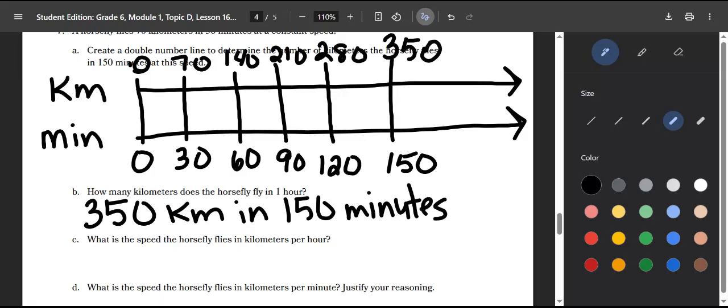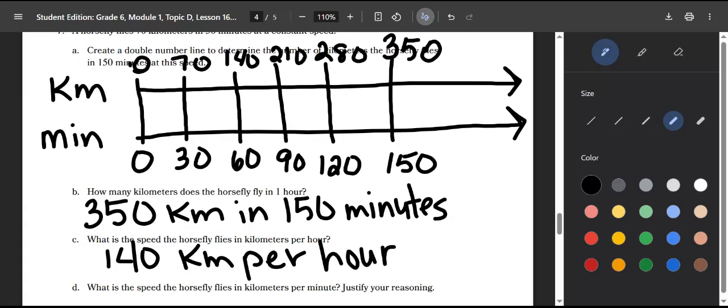All right. Now C says, what is the speed the horsefly flies in kilometers per hour? So of course, 60 minutes is an hour, and across from 60 minutes, we got 140 kilometers. So the speed the horsefly flies is 140 kilometers per hour. See how we're using our tool, our double number line, to answer all these questions?